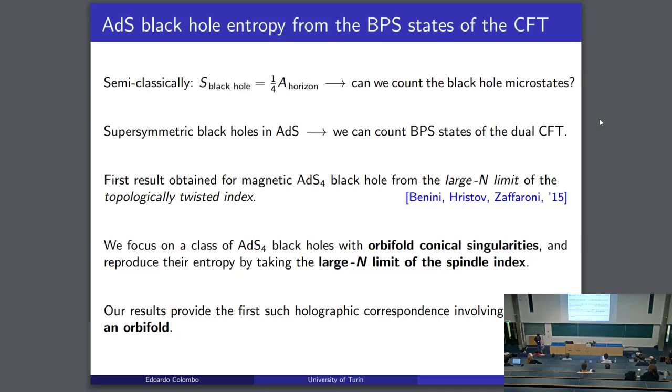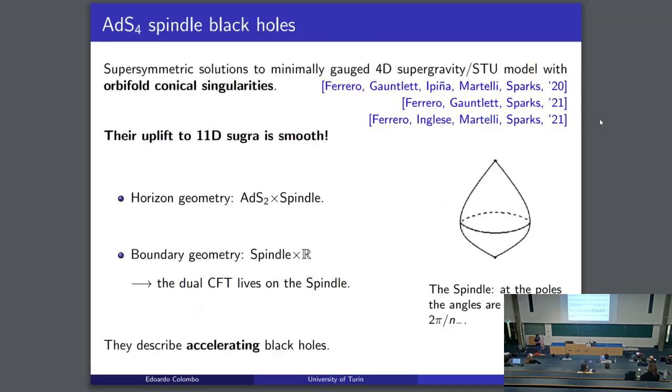We will work on a similar problem today. We will also consider AdS4 black holes, but we will have orbifold conical singularities to deal with. We will reproduce their entropy by taking the large N limit of the spindle index. Our result will be the first such holographic correspondence involving a CFT on an orbifold.